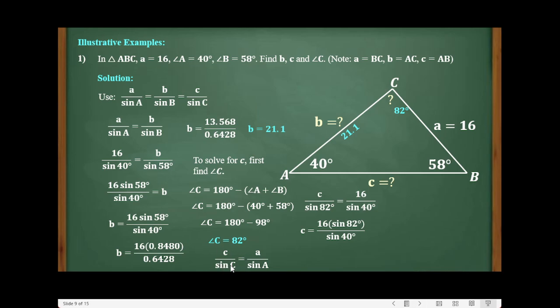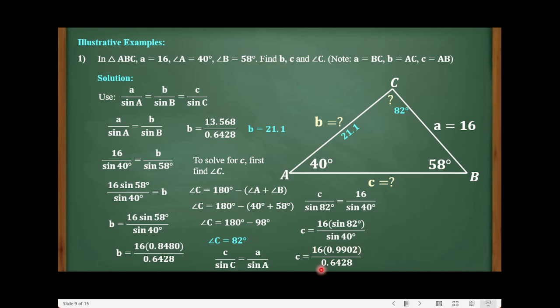transforming the equation and solving for c, we cross multiply. The equation would become c is equal to a times sine of angle C over sine of angle A. So from that equation, we substitute the known parts. So a is 16, then sine of angle C, which is 82, over sine of A, or sine of 40 degrees. Now, using your scientific calculator, we replace sine 82 degrees and sine 40 degrees by their equivalent values: 0.9902 for this one, and 0.6428 for sine of 40 degrees.